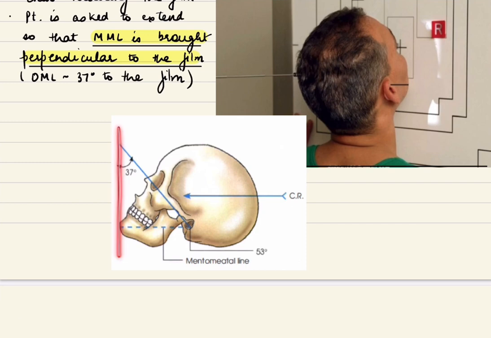So this is the film and the patient is positioned so that the patient faces the film with the chin of the patient touching the film, and this line, that is the line joining the mentum and the external auditory meatus, is known as the mentomeatal line. This mentomeatal line becomes perpendicular to the film. What it does is it brings this line, that is the orbitomeatal line, at an angle of about 37 degrees to the film, and the beams are projected parallel to the horizontal. So the patient faces the film with the mentomeatal line being perpendicular to the film.